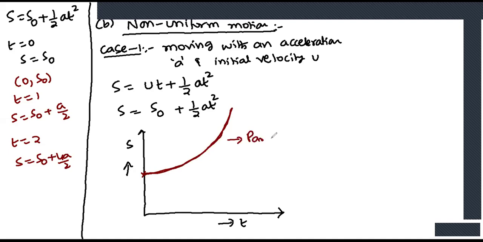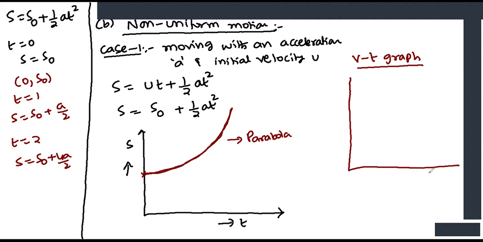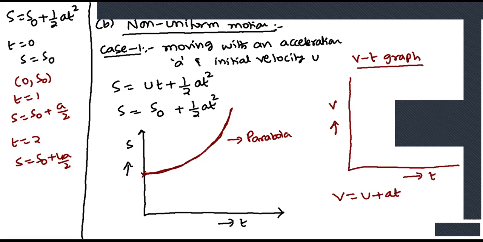Okay, sir. It follows the shape of a parabola. Next, the VT graph in the same case, moving with an acceleration a and initial velocity u. Since we know that v equals u plus at, at time t equal to 0, what is the value of v?